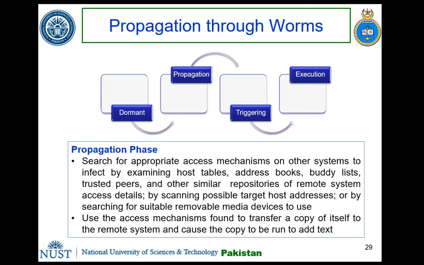A worm typically uses the same phases as a computer virus, that is dormant, propagation, triggering, and execution, as flashed in this slide as well. The propagation phase generally performs different functions, that is, search for appropriate access mechanisms on other systems to infect by examining host tables, address books, buddy lists, trusted peers, and other similar repositories of remote system access details, by scanning possible target host addresses, or by searching for suitable removable media devices to use.